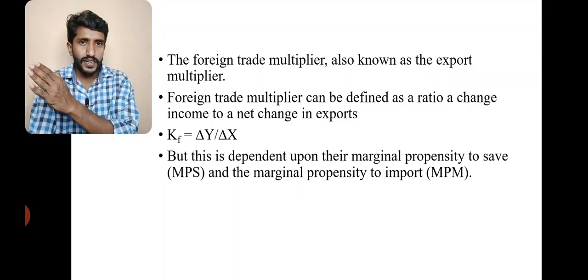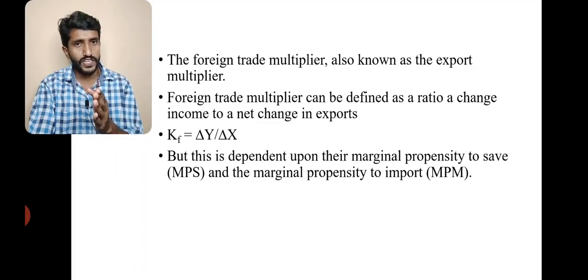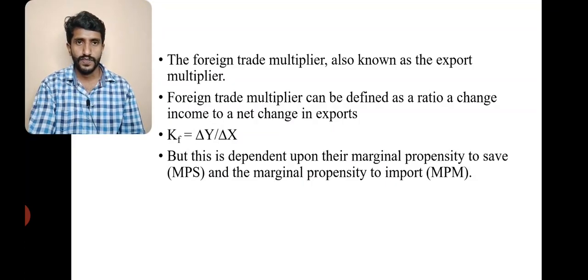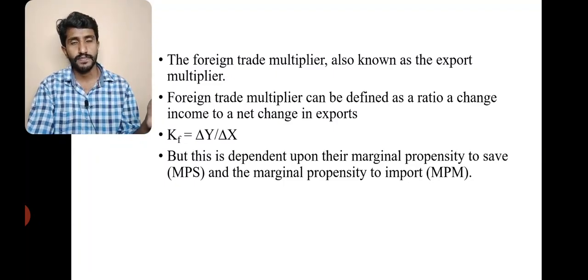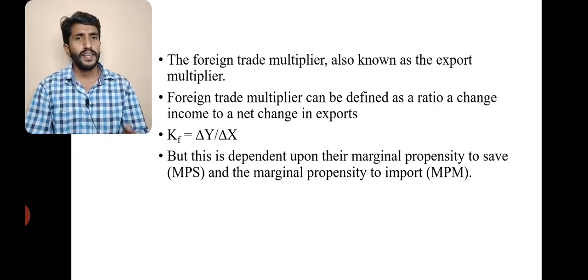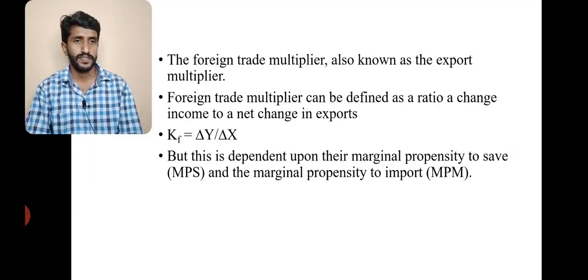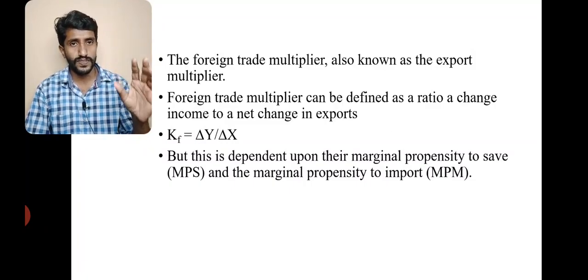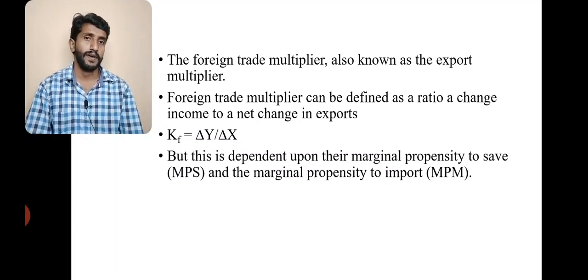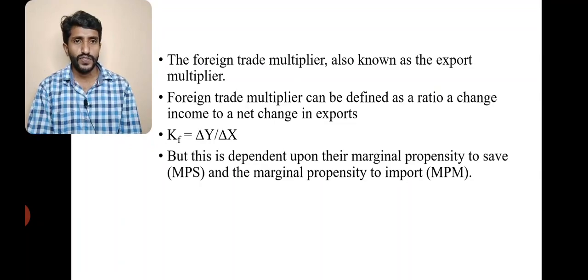And in the Keynesian investment multiplier, we know the equation: 1 divided by 1 minus MPC. So the investment multiplier was a function of MPC, or we can say 1 divided by MPS, marginal propensity to save. And here the foreign trade multiplier also depends upon two variables: firstly, marginal propensity to save, MPS, and marginal propensity to import, MPM. So the foreign trade multiplier is a function of these two variables.